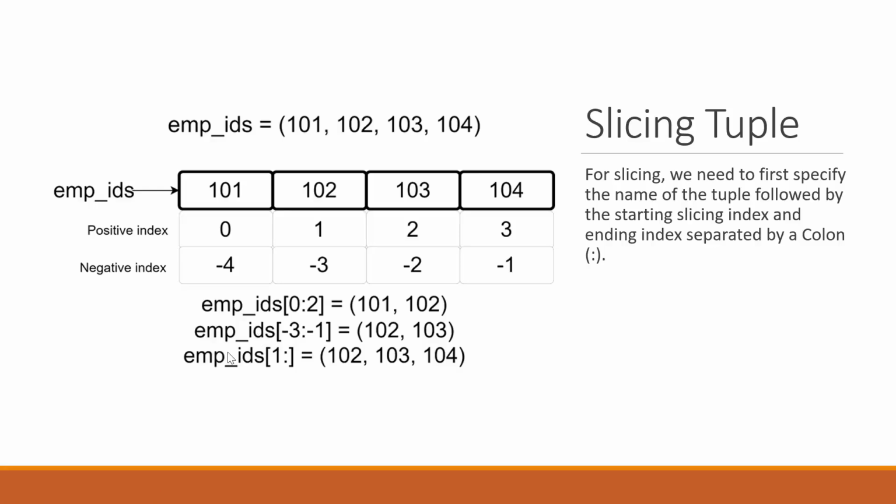And just like a list, it is not always important to specify all the indexes. We can either skip the starting index, or skip the ending index, or skip both and just specify a colon to get the complete sequence of elements. For this third statement, it will start the slicing from index 1 and go till the very end. The element at index 1 is 102, and it will return all the elements after that. So 102, 103, 104 is the result for it.